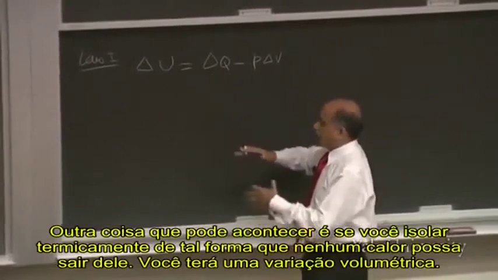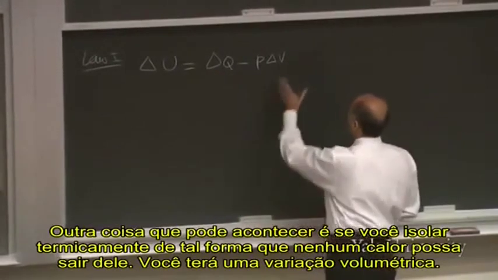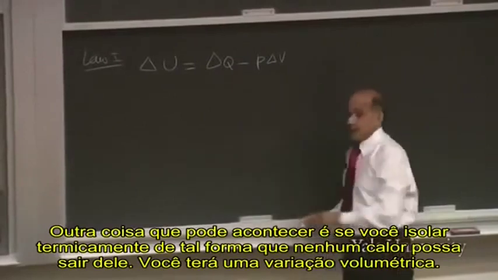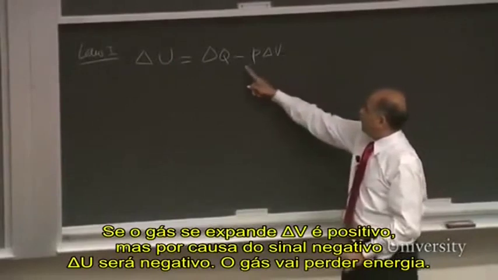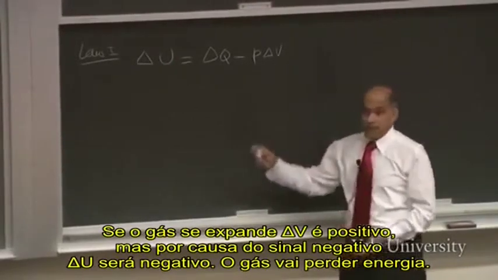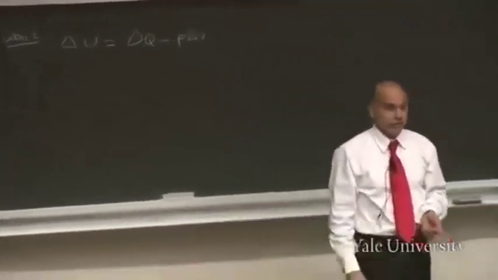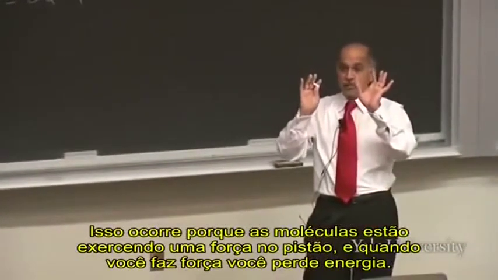Another thing you can do is you can thermally isolate your piston, so no heat can flow in and out of it, and you can either have the volume increase or decrease. If the gas expanded, delta V is positive, and the minus P delta V is negative, and the delta U will be negative, the gas will lose energy. That's because the molecules are beating up on the piston and moving the piston.